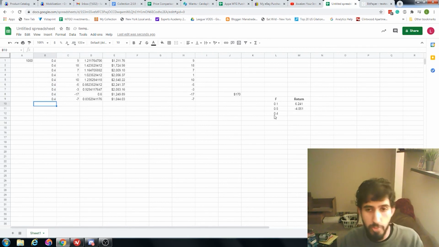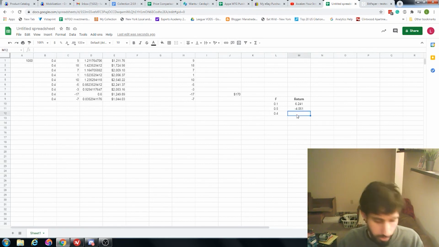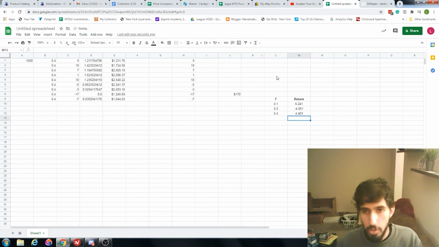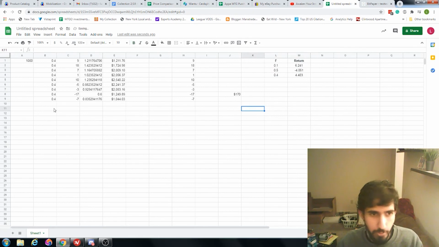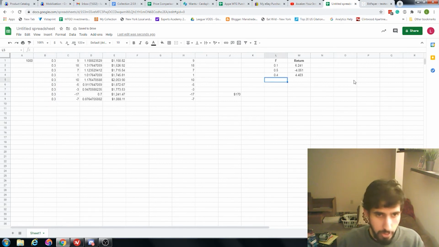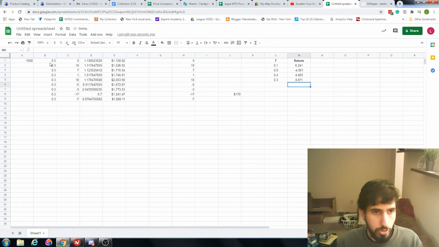Okay, so 0.4 is better, but it's not as good as 0.1. We end up with a 4.403% return. Okay, so let's try 0.3. Okay, so 0.3 gives us like an 8.8% return. So that's the best one so far. 8.811. Okay, let's try 0.2.